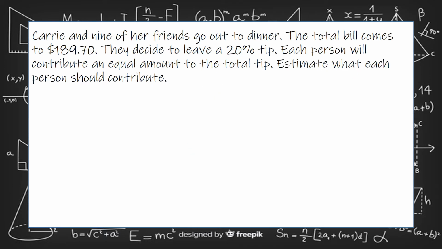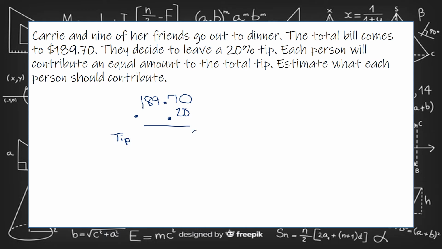Carrie and 9 of her friends go to dinner. The total bill comes to $189.70. They decide to leave a 20% tip. Each person will contribute an equal amount to the total tip. Estimate what each person should contribute. So they've got $189. They're going to add a 20% tip. So we need to figure out what the tip amount would be.